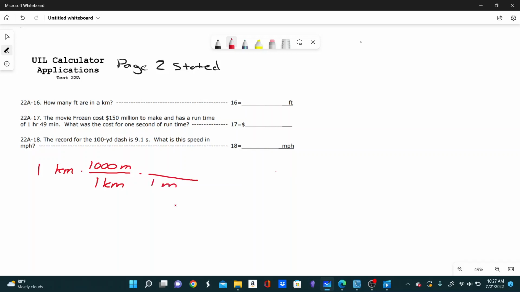And then I'm going to take meters to centimeters. Well, if I have 1 meter, that's going to be 100 centimeters. And then I'll take centimeters to inches. 2.54 centimeters is 1 inch.